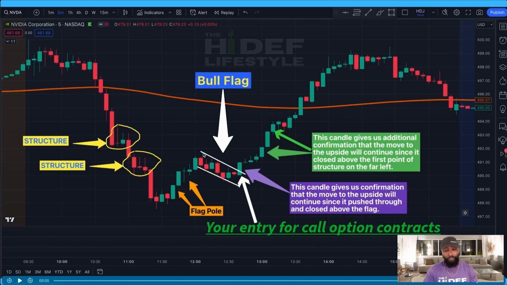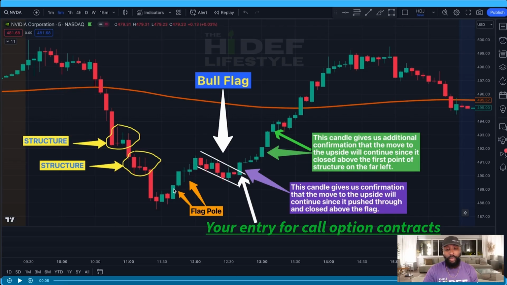So here is the pullback, and this is a bull flag. Now we draw our lines as the flag is forming. One line at the bottom, one line here at the top. So this is our flag. When we get a nice solid green candle that breaks above the upper line of the flag, that lets us know that the uptrend will likely continue. So that was this candle right here. This gave us some confirmation that this uptrend will continue.